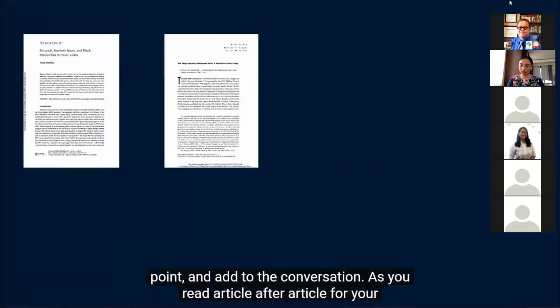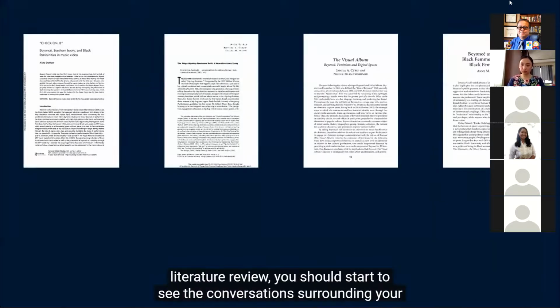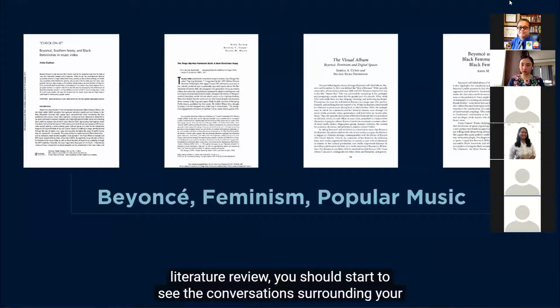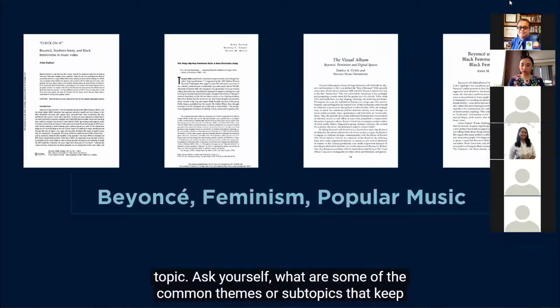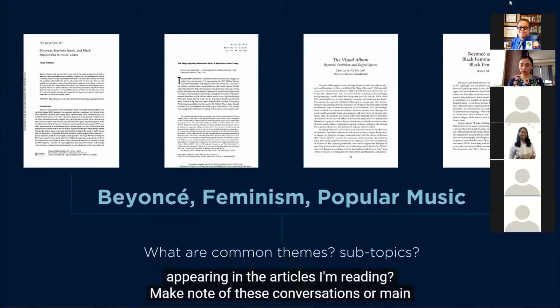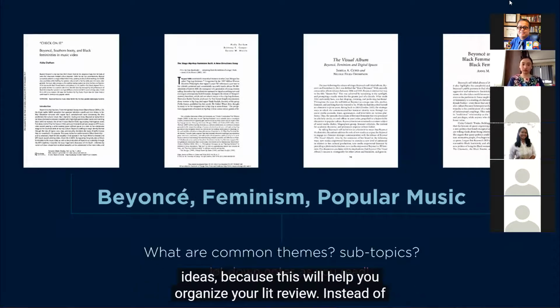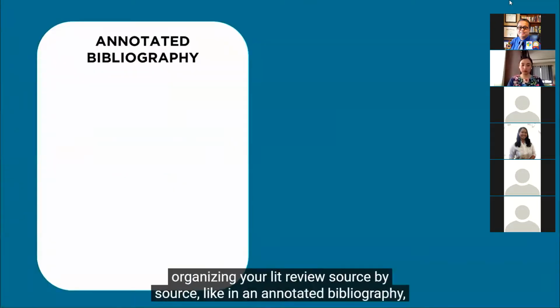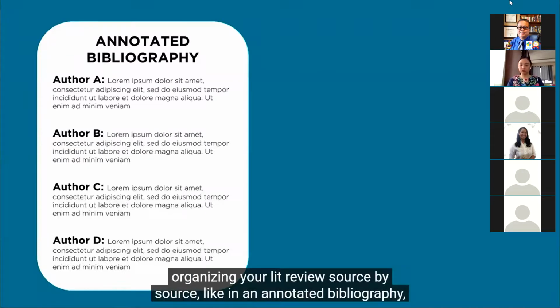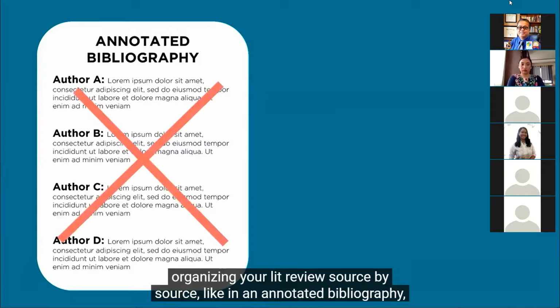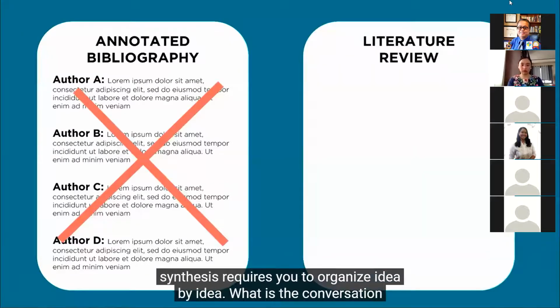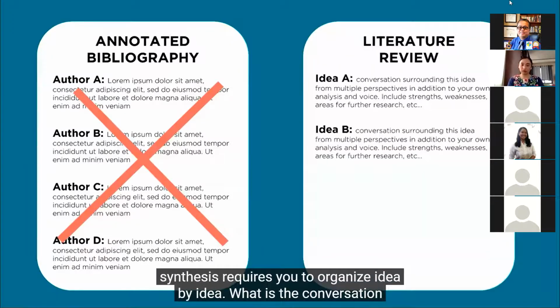As you read article after article for your literature review, you should start to see the conversations surrounding your topic. Ask yourself, what are some of the common themes or subtopics that keep appearing in the articles I'm reading? Make note of these conversations or main ideas because this will help you organize your lit review. Instead of organizing your lit review source by source like in an annotated bibliography, synthesis requires you to organize idea by idea.